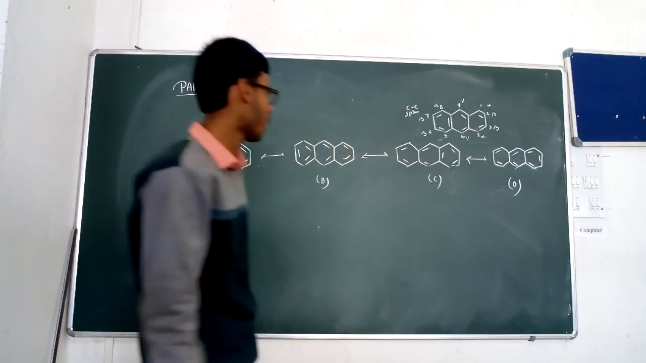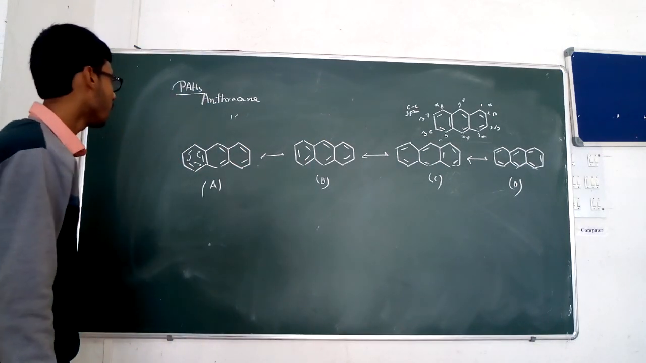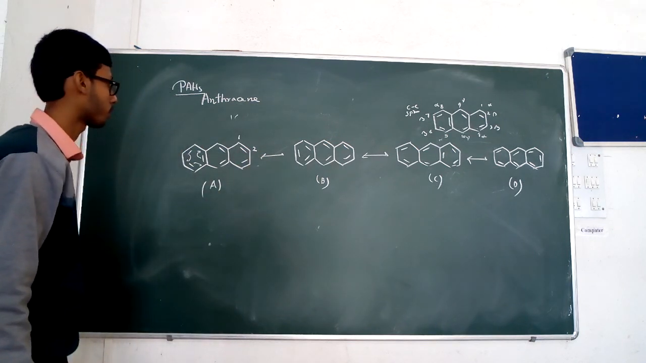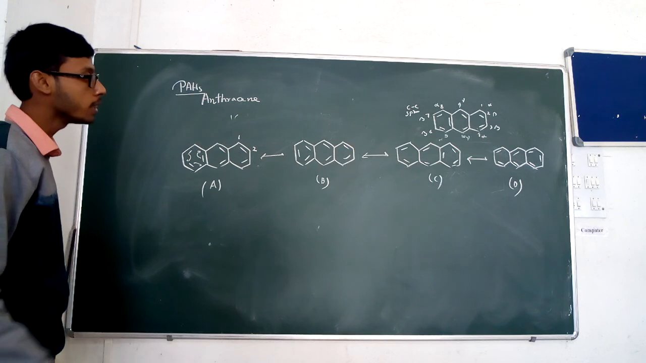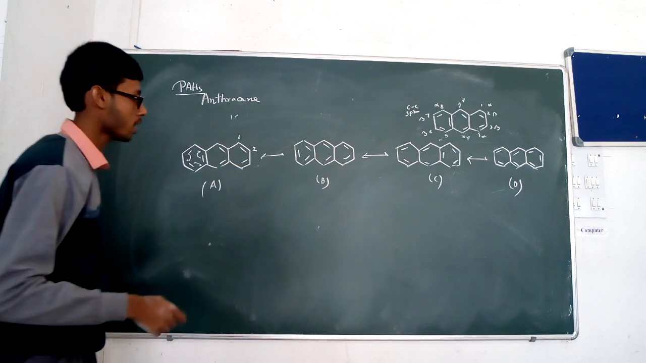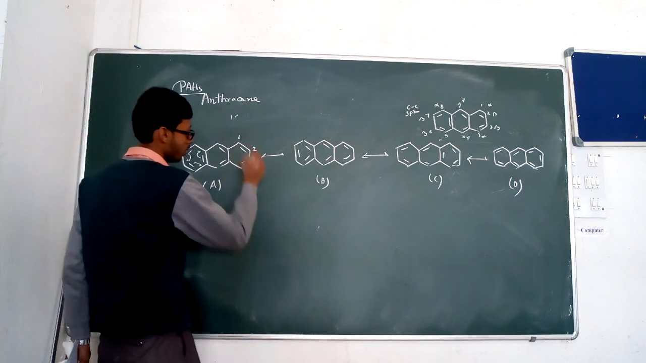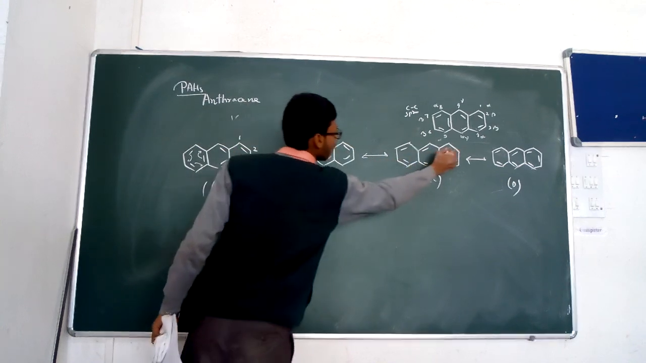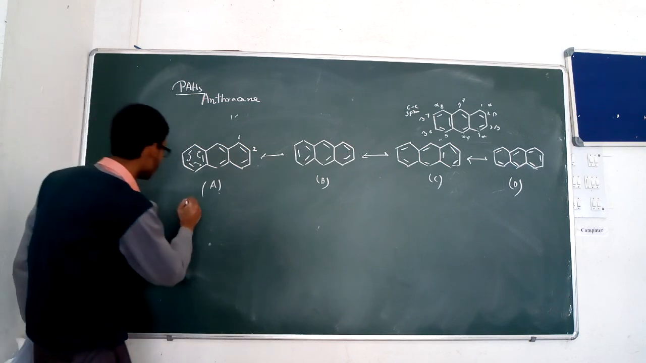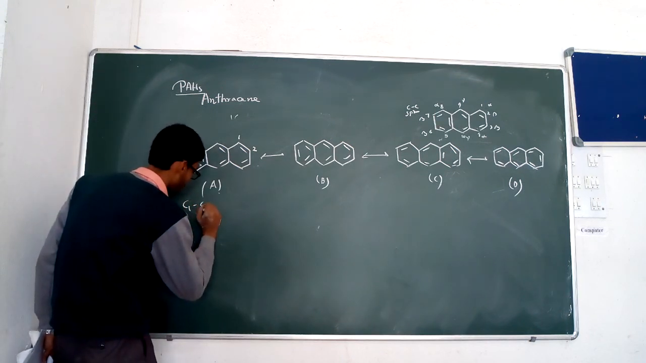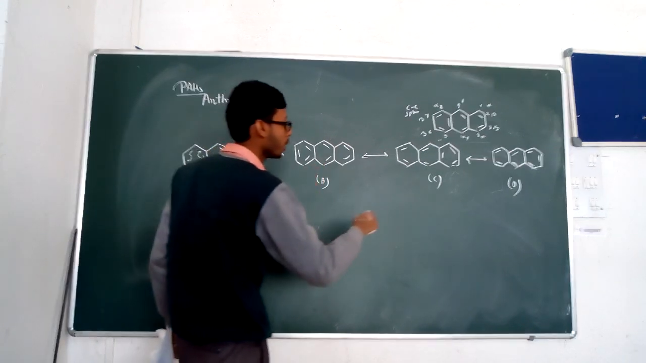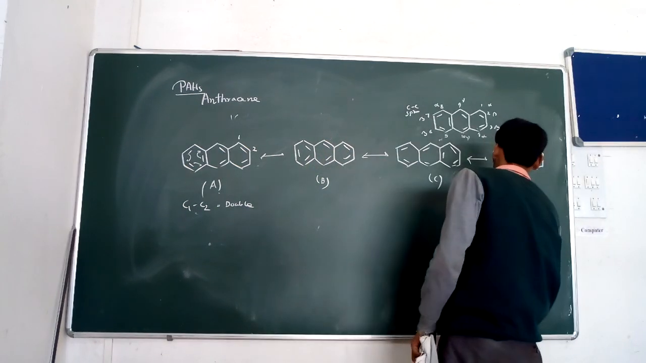If you look at the resonating structures, you see that the C1 and C2 carbons have more double bond character, because among the 4 resonating structures, 3 resonating structures, 1, 2 and 3, A, B, C, contain the C1 and C2 double bond character, and 1 resonating structure has the single bond character.